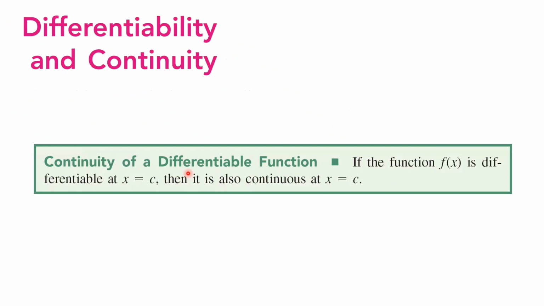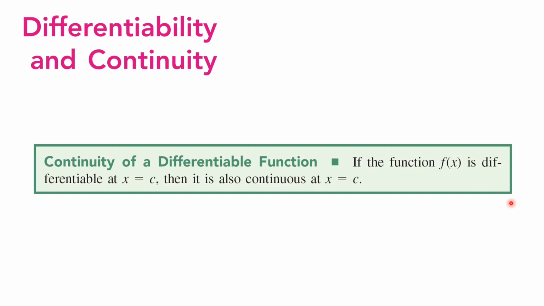Now that we have the concept of differentiability, the question is, how are the concepts of differentiability and continuity related? So this result shows the connection. It says here, if a function is differentiable at x equals c, then it is also continuous at x equals c. In other words, the function being differentiable is a sufficient condition for a function to be continuous.